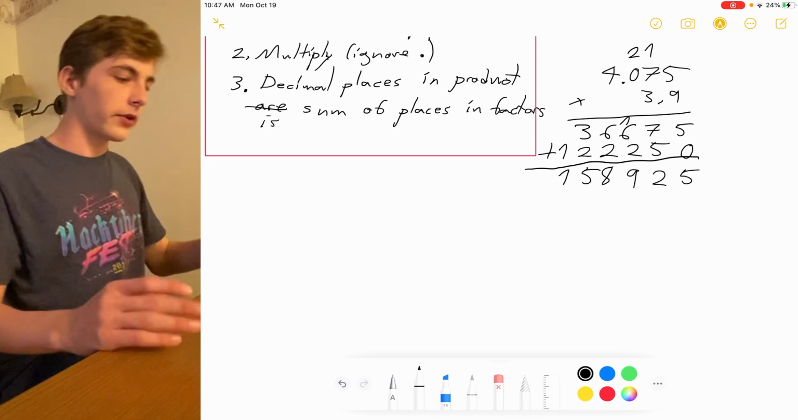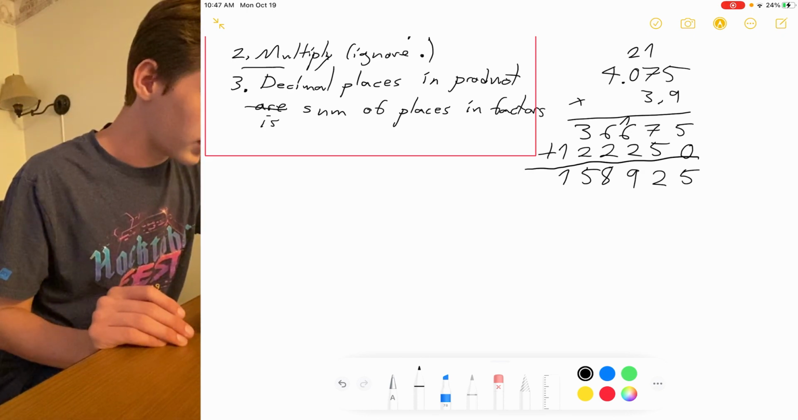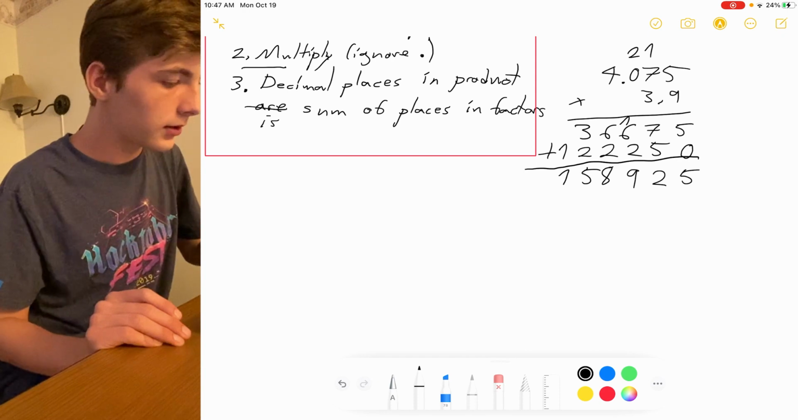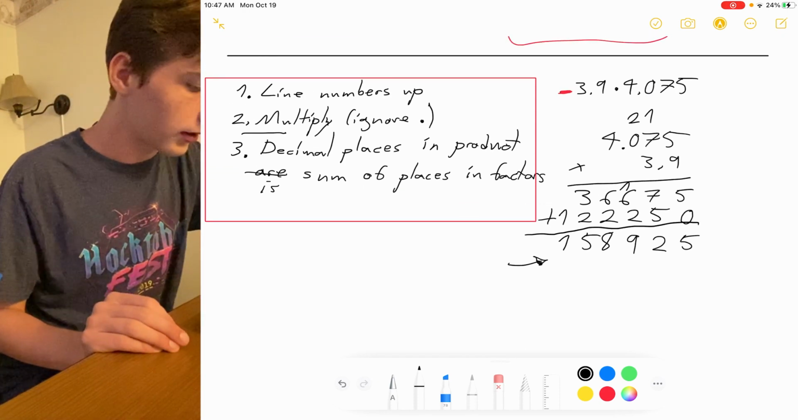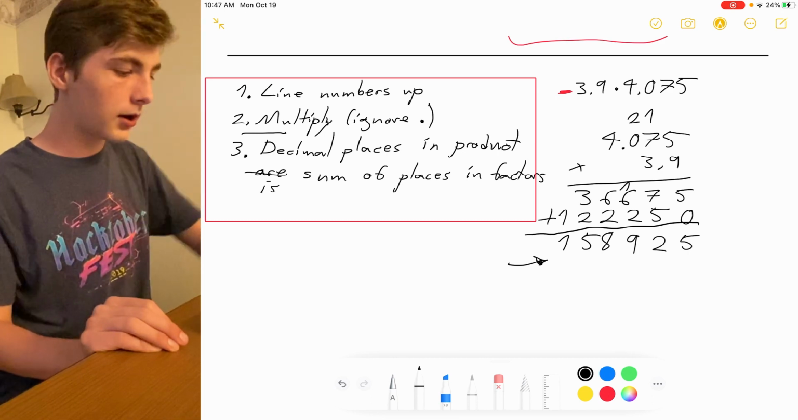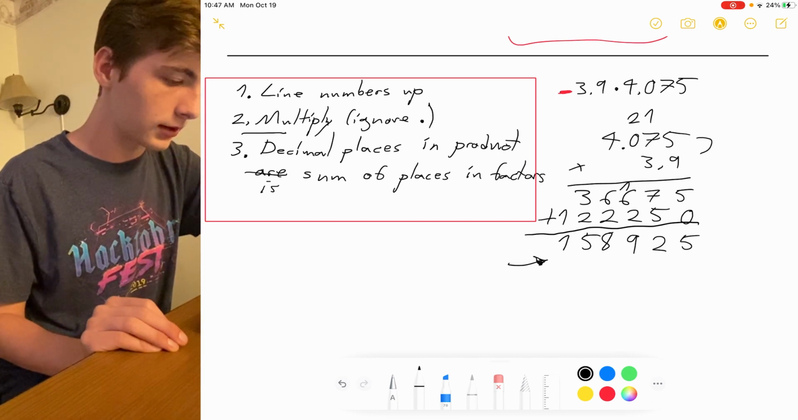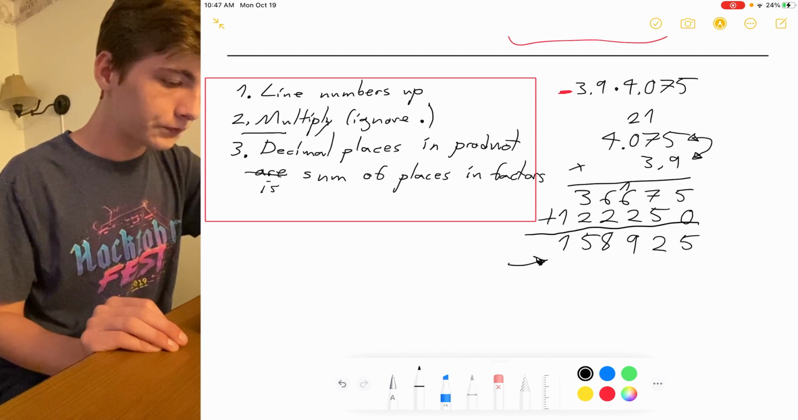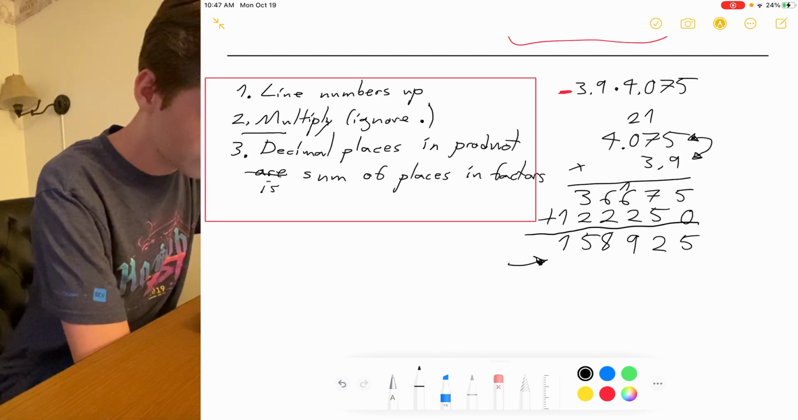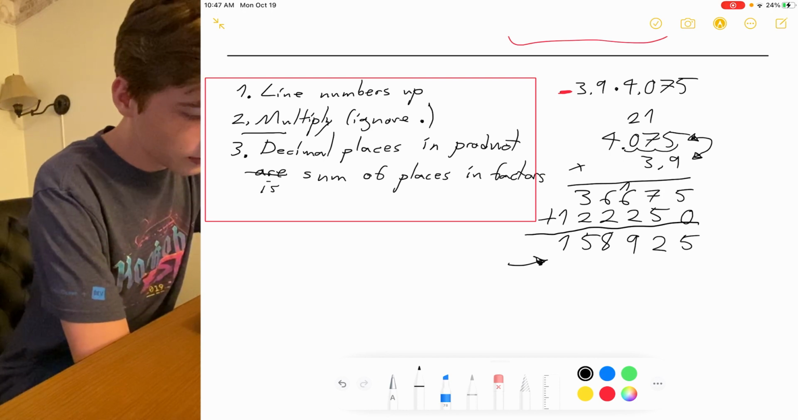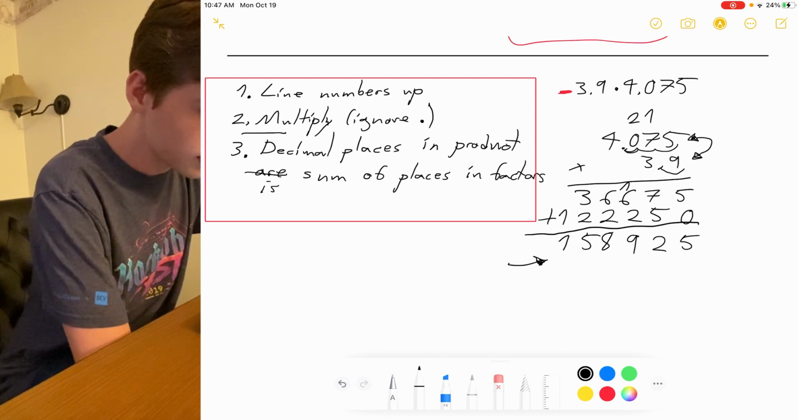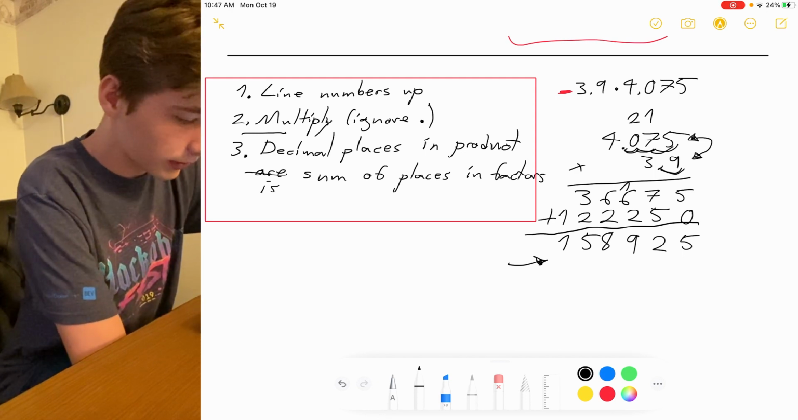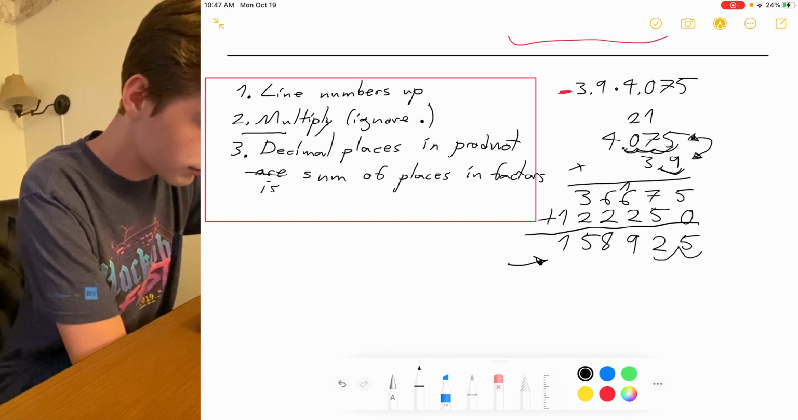Now that we're at the very end, we've done step 2, multiply. Now step 3 is that the decimal places in this product are going to be the same as the sum of the places in these two factors. So how many decimal places are in 4.075? That's 1, 2, 3. And in 3.9, that's 1. So 3 plus 1 is 4. So basically 1, 2, 3, 4. Then we come over here and go 1, 2, 3, 4, and put the decimal place right there.